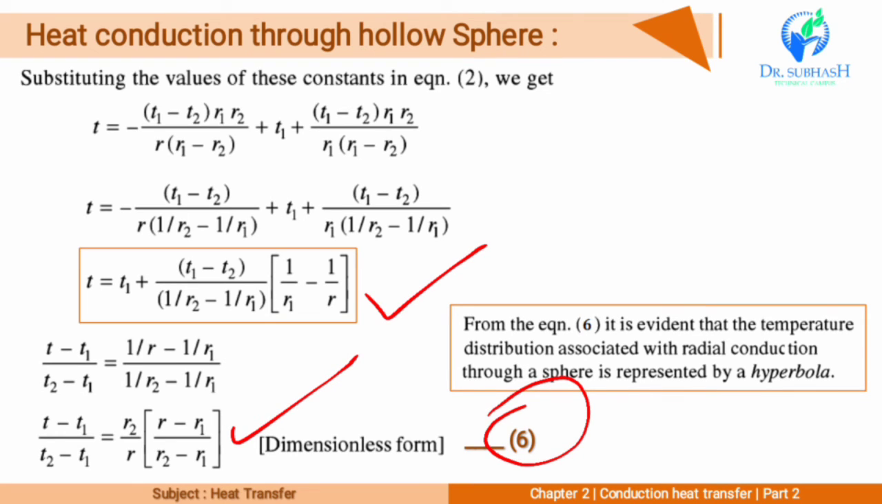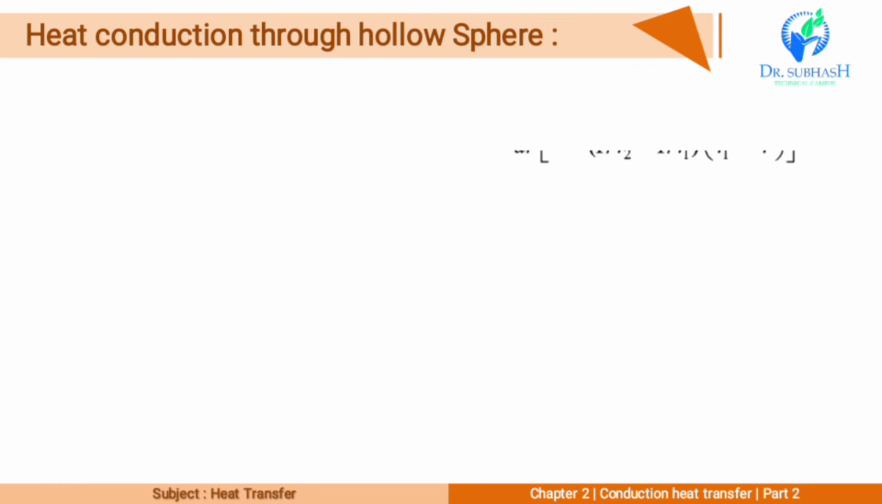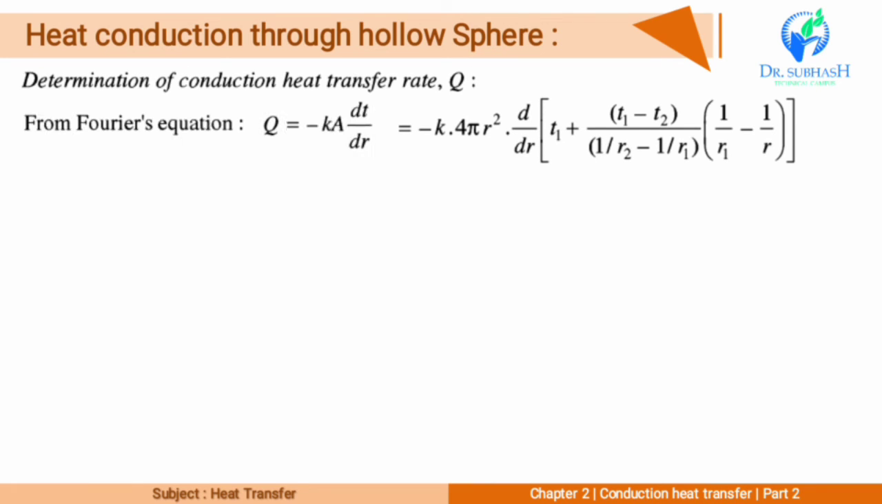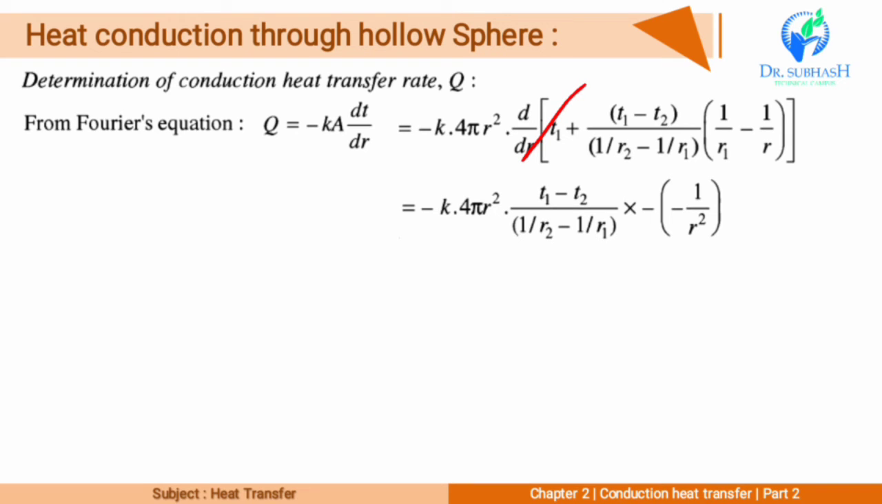Now let's derive the heat conduction equation for the hollow sphere. From Fourier's equation, Q is equal to minus K dT by dr, replacing the value of T, that is equal to T1 plus (T1 minus T2) upon (1 upon R2 minus 1 upon R1) into bracket (1 upon R1 minus 1 upon R). The derivative of the first term T1 is 0, and then the derivative of this part, 1 upon R, is equal to minus 1 upon R square.